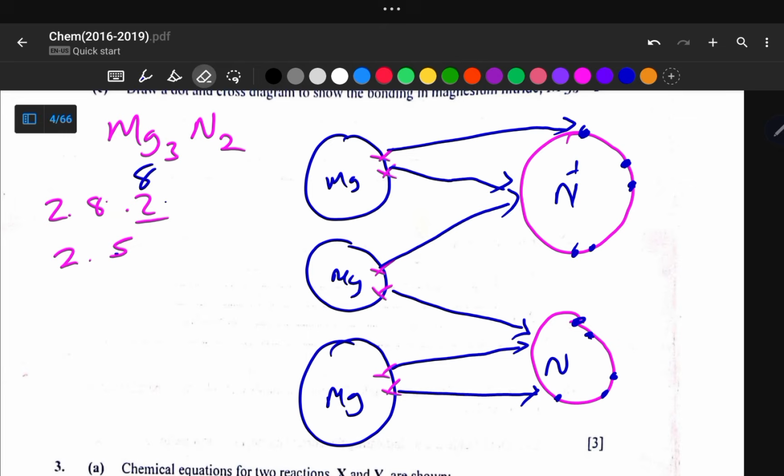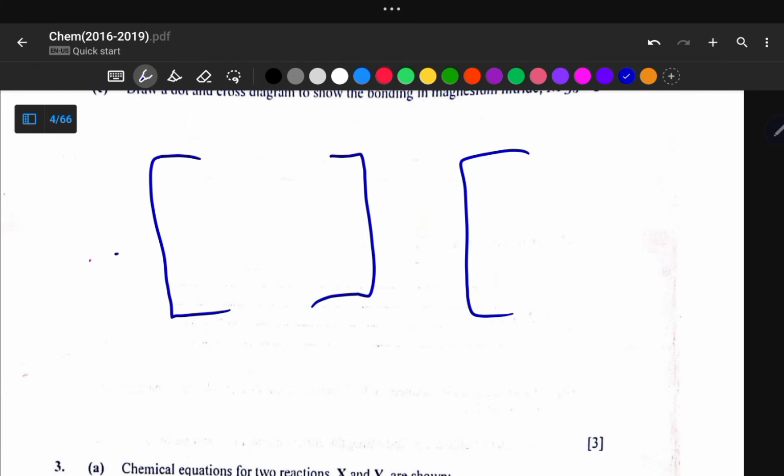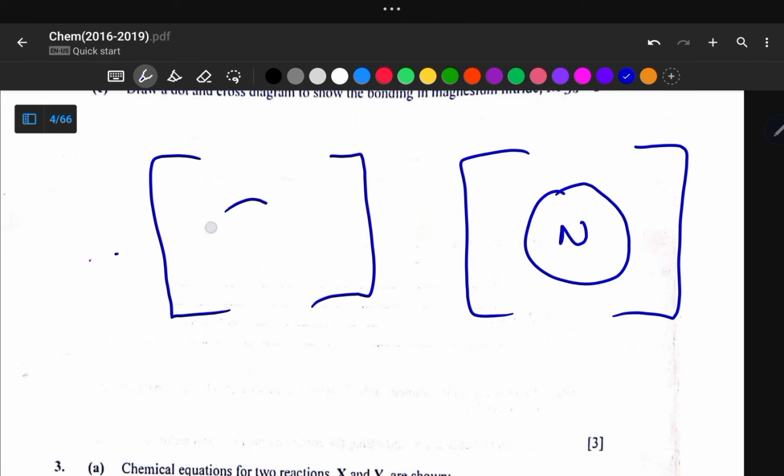So to answer this question, we now use the square diagrams. So to write the square diagrams, so this one, and then this one. So this one is for nitrogen. So I'm only drawing the valence electrons, right? And then this one is for magnesium. So magnesium has got the charge 2+, then this one 3-.